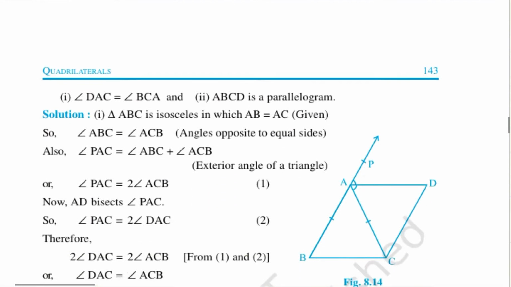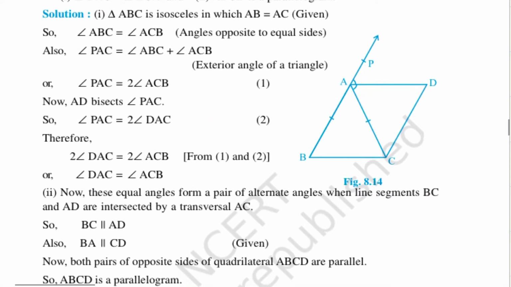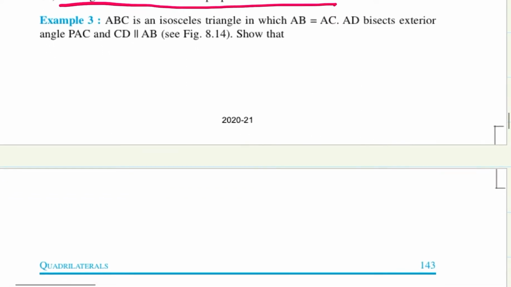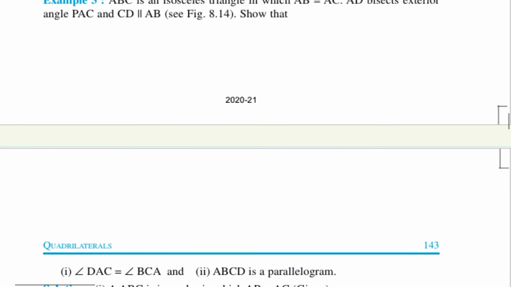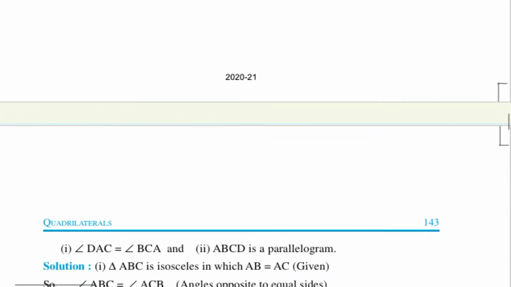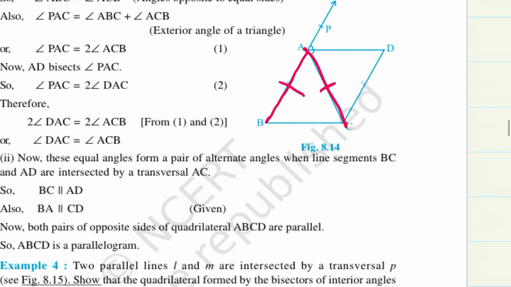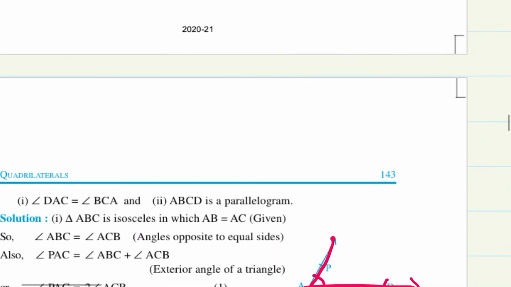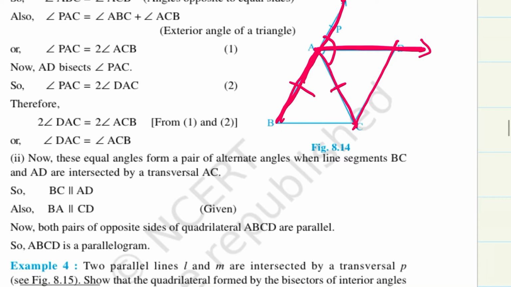ABC is an isosceles triangle. Now we know in an isosceles triangle, the two sides are equal. So this side is equal to this side. Now AB is equal to AC and AD bisects exterior angle PAC and is parallel to BC. This is the exterior angle and AD is bisecting it and is parallel to BC as well.